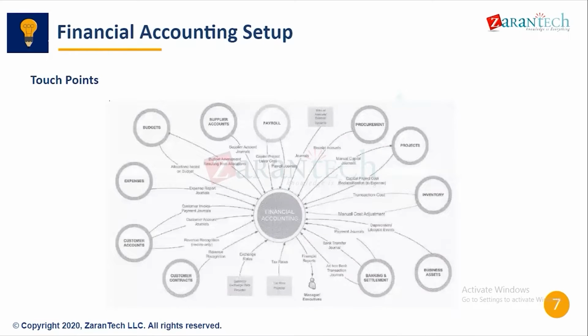And we discussed why this financial accounting setup is mandatory. Because it's linked with the other sub ledgers, and we discussed that the other sub ledgers are project, procurement, inventory, business assets, budget, banking and settlement, customer contract, customer accounts, expense, budgets, supplier accounts and payroll. These are the sub-ledgers that are interlinked with this financial accounting setup.